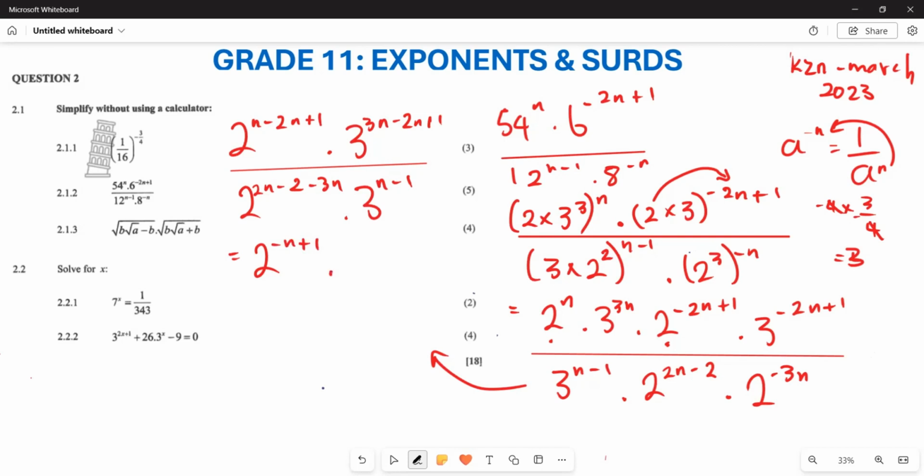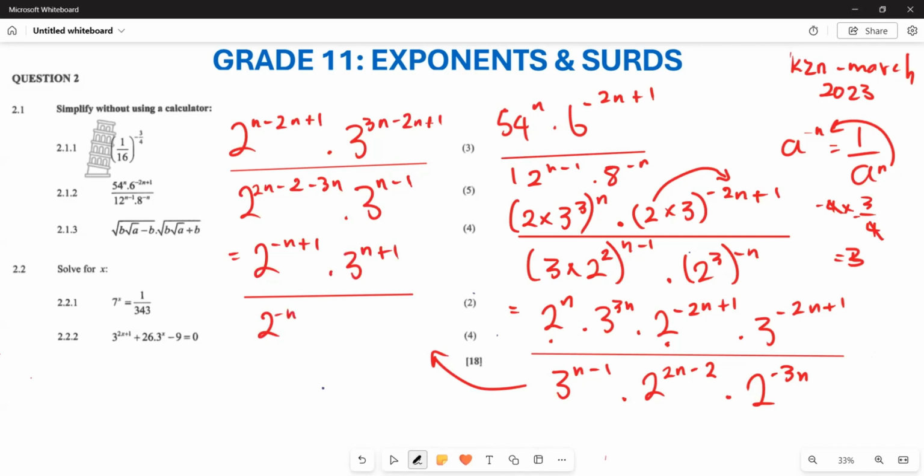And now this is the same as what? Now the 3 is going to be the same as 3 to the power of n. This is going to be plus what? Remember, this is plus 1. So here it's going to be n plus 1. And then in your denominator, this is going to be negative 3 plus 2. This is going to be 2 to the power of negative n, right? 2 to the power of negative n.